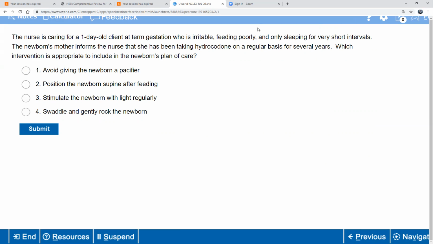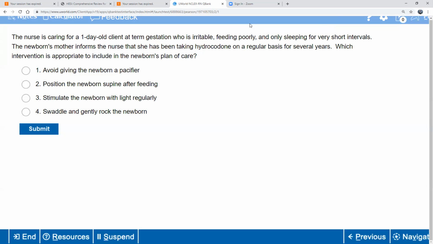Neonatal abstinence syndrome is what we call it. Okay. And so how do we treat that? What things don't we do? Okay, so what does that mean? The baby has neonatal abstinence syndrome. What does that mean? So baby's withdrawing from the hydrocodone that the mom's been on. It's addicted to the hydrocodone, okay, and it's withdrawing.